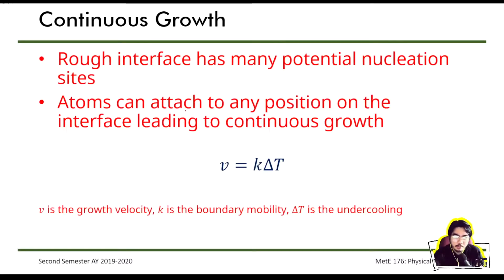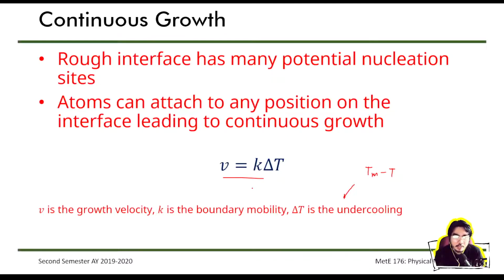And by the way, for continuous growth, we can approximate the growth velocity by this formula, where the growth velocity is equal to K multiplied by delta T, where delta T is the degree of undercooling, which was discussed earlier. The degree of undercooling is just equal to the melting temperature or freezing temperature, depending on how you look at it, minus the working temperature, or the temperature at which we are working on our material. So almost always, there is a certain degree of undercooling needed for freezing to occur.